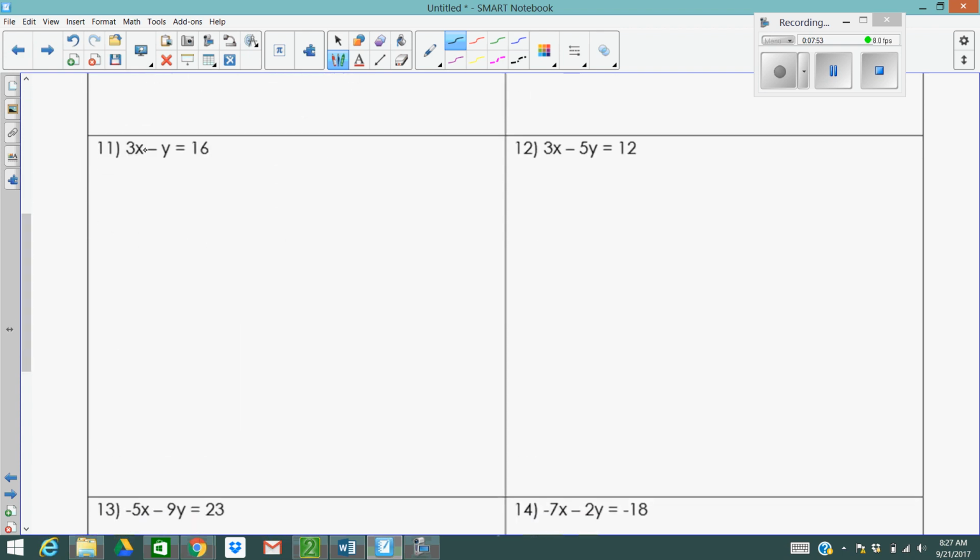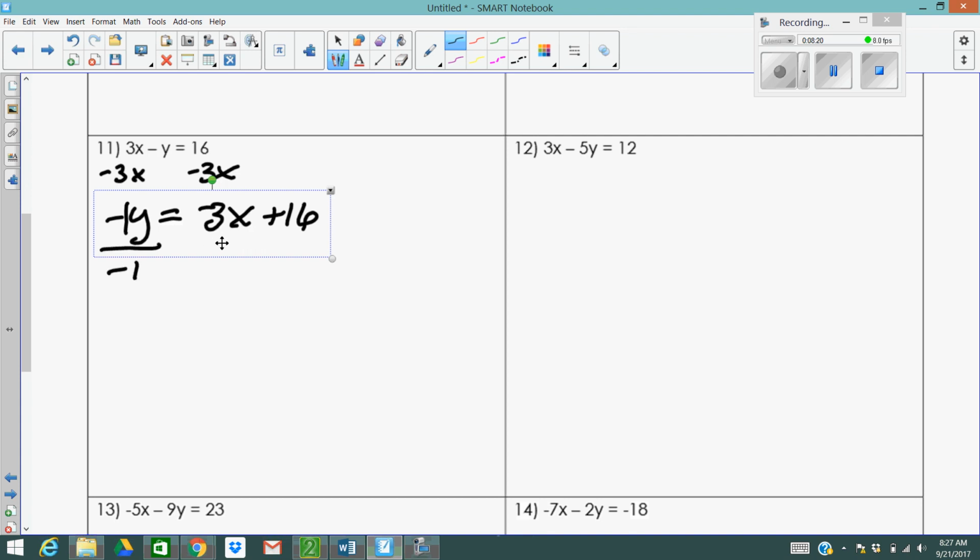Number 11, I have a 3x minus y equals 16, so I get rid of the positive 3x by subtracting 3x. So I'm left with a negative y equals negative 3x plus 16. And again, mathematicians are lazy, so when you see negative y, what that really means is negative 1 times y. So I'm going to now get rid of the negative 1 times y by dividing everything by negative 1. And this is something that I can actually do. I now have positive 3x minus 16.